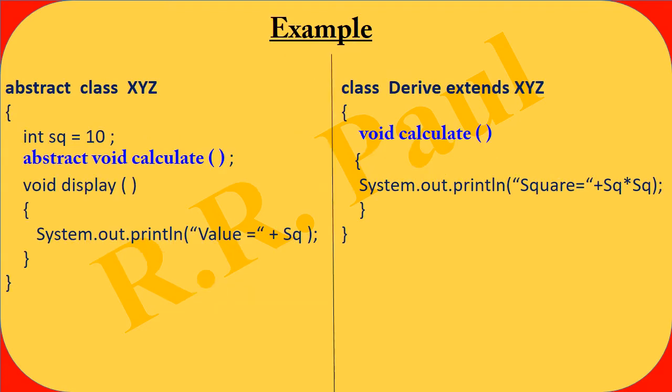Now let us see this example. We have two classes here, abstract class XYZ and inherited class derive. Abstract class XYZ has a function calculate which is made abstract, hence it is not defined there, but it is defined as per the need in derive class. Just see, the function is defined in derive class. So this is how abstract functions are defined.